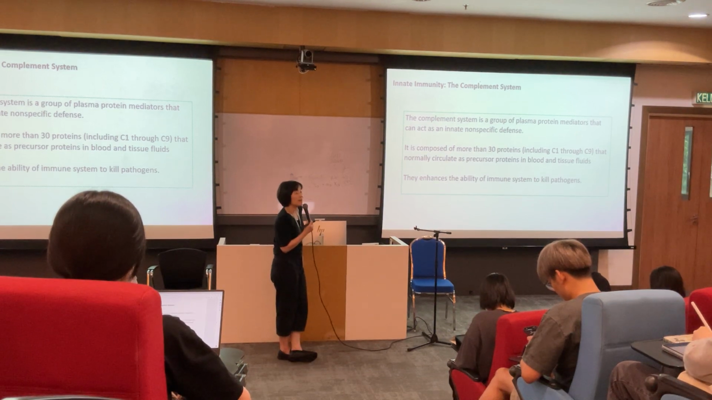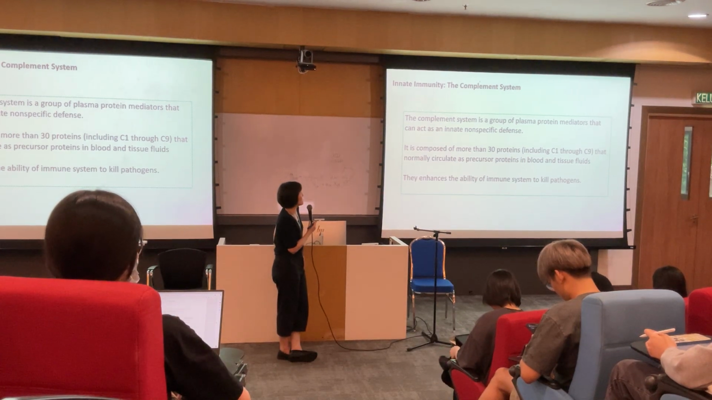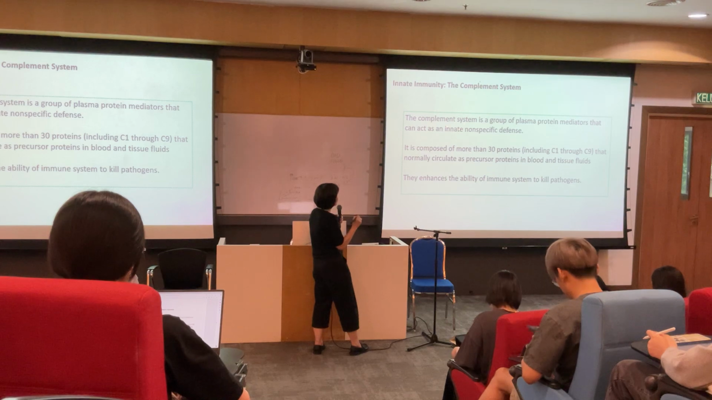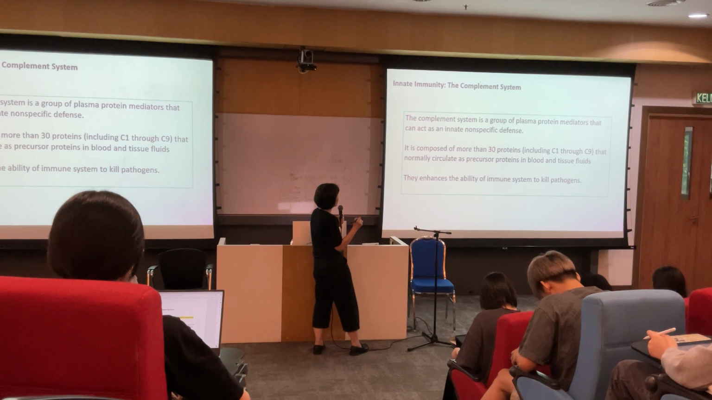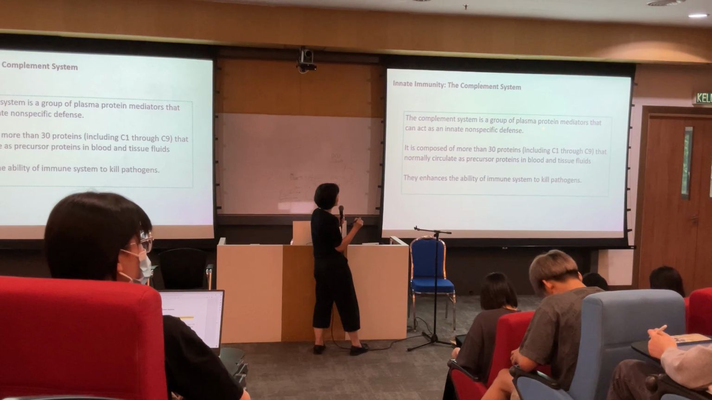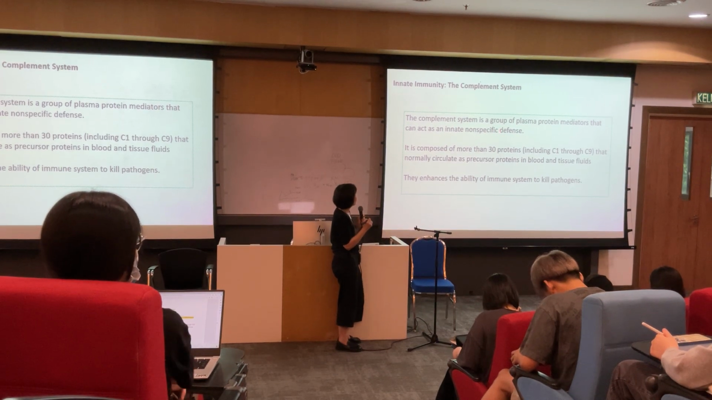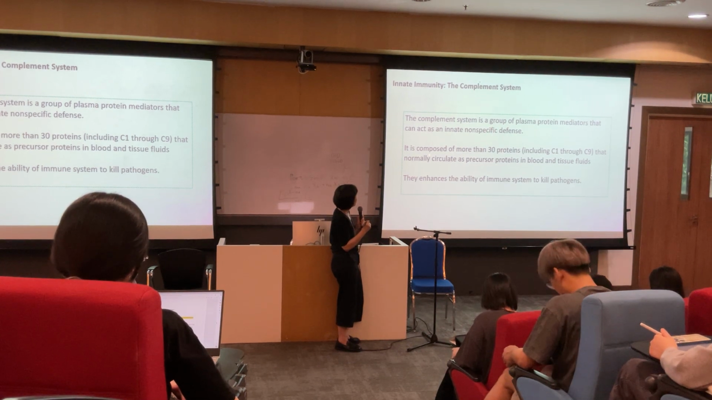Now, the complement system. This complement system is part of the innate immune response. In our innate immune response, we will produce a lot of proteins which are considered the complement system. The complement system consists of a lot of proteins, together could be more than 30 proteins. They are present in the plasma, so we can call them plasma protein mediators, and they give an innate non-specific defense. They work together with other parts of the immune system to fight the pathogens.